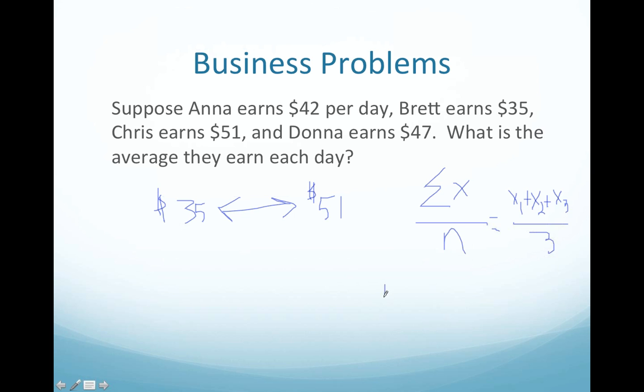Well, in our problem, there's 1, 2, 3, 4 numbers. So that's going to be 42 plus 35 plus 51 plus 47. And those 4 numbers are going to get added together and divided by 4.